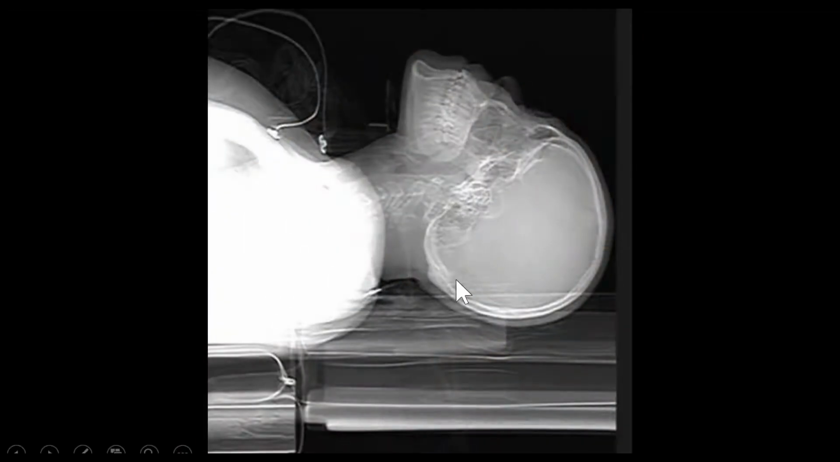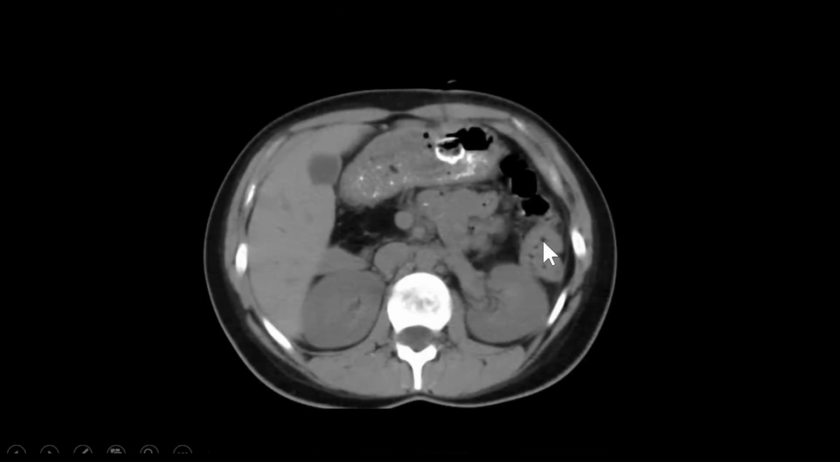So here we have a plain film X-ray. When we do a CT, we start off with a scout. We do a scout X-ray and we tell the scanner, I want you to scan from here to here and show me this anatomy that's there at that level. So we start off with a plain X-ray when we do a CT scanner.